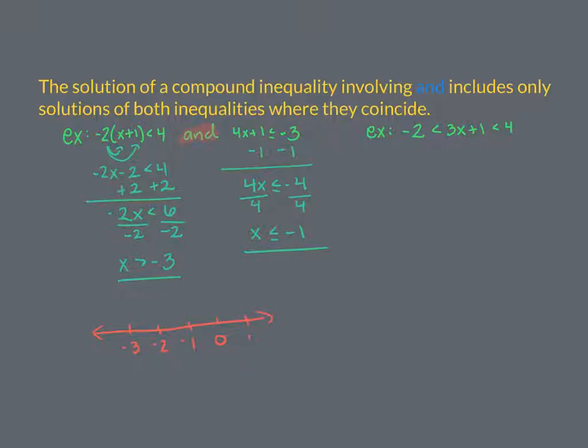Okay, so we start off with negative 3. It's an open circle at negative 3 and everything greater than it. And then we look at negative 1. It's a closed circle at negative 1 and everything less than it. So to get the graph correctly, I just want the portion where they overlap.